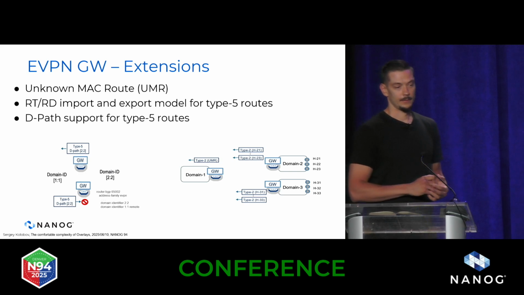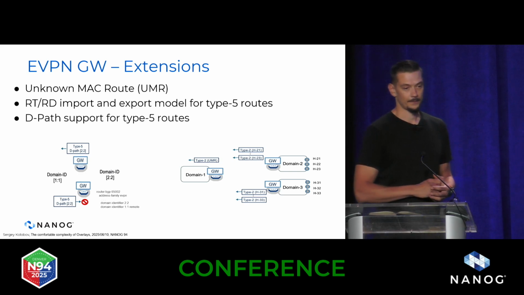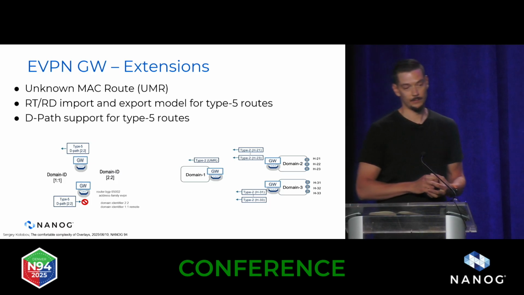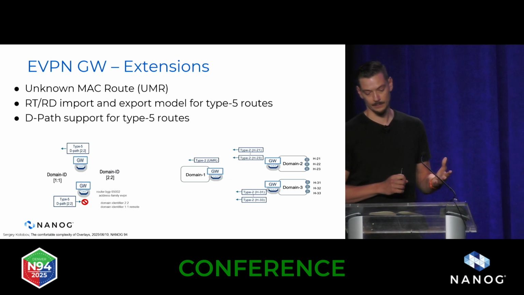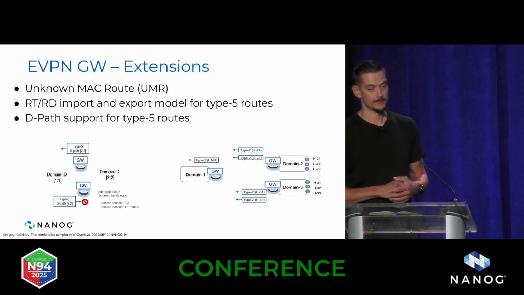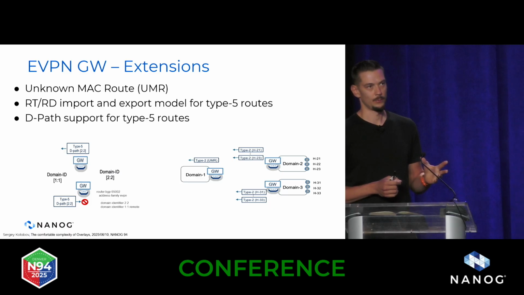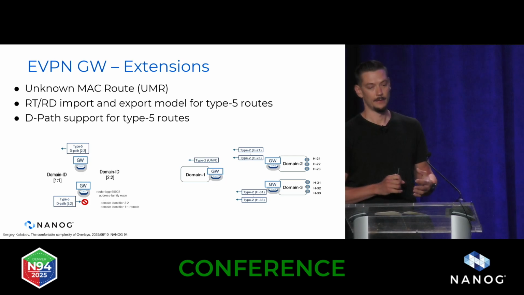Another thing to highlight is D-PATH, extended community support for EVPN route type 5 routes, which works in inter-domain cases as well. It works in a very similar way to the iBGP route reflector cluster ID and helps us to prevent loops of EVPN information exchange between the domains.